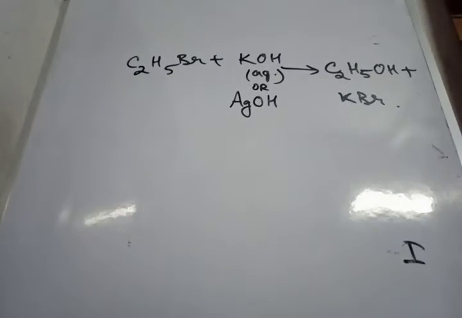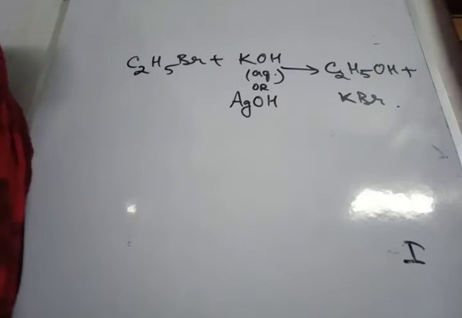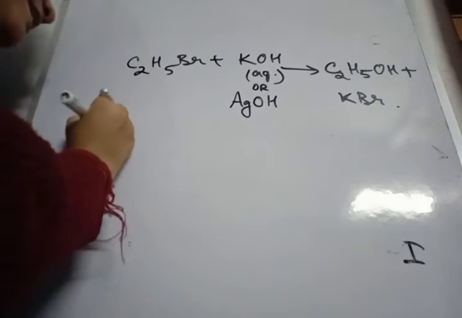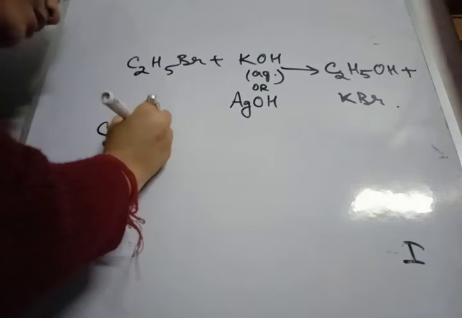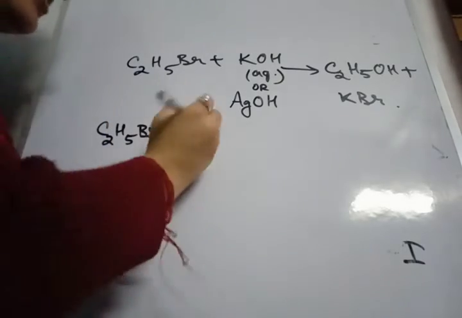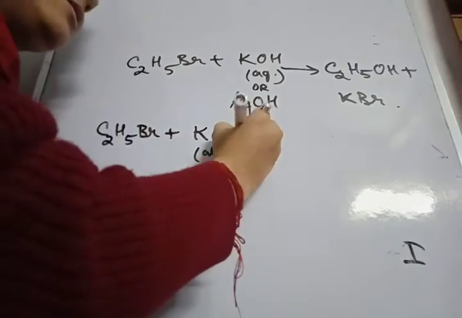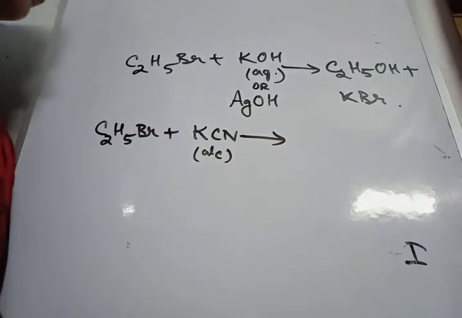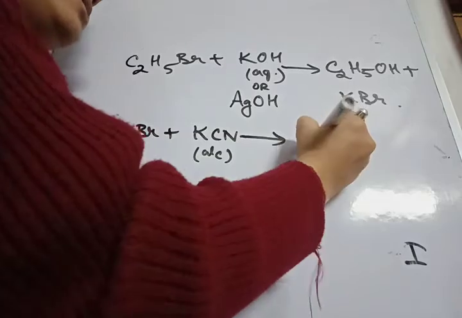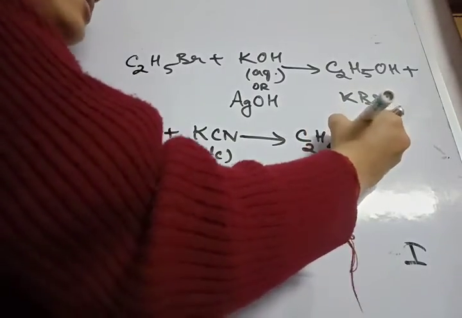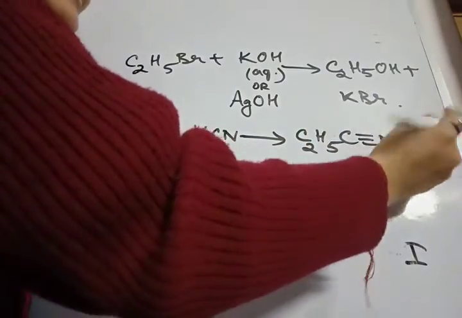Next is substitution of halogen by cyano group, that is formation of alkyl cyanides. Whenever alkyl halides are treated with potassium cyanide, I mean alcoholic solution of potassium cyanide, we get what? We get alkyl cyanide, or I can say alkyl nitriles.